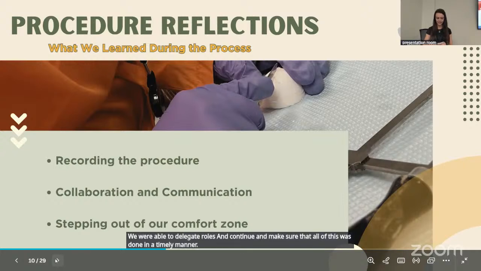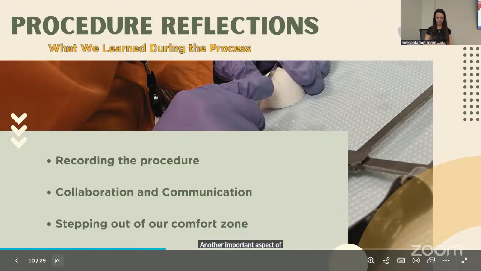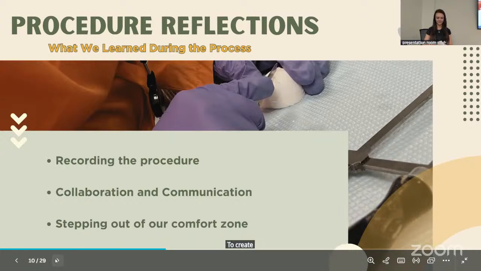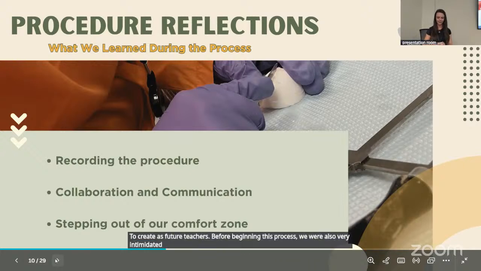Another important aspect of this communication is how it helped us to grow together and create a positive and supportive and safe classroom space, which we will strive to create as future teachers. Before beginning this process, we were also very intimidated by completing an inquiry process and having to do the formal science.